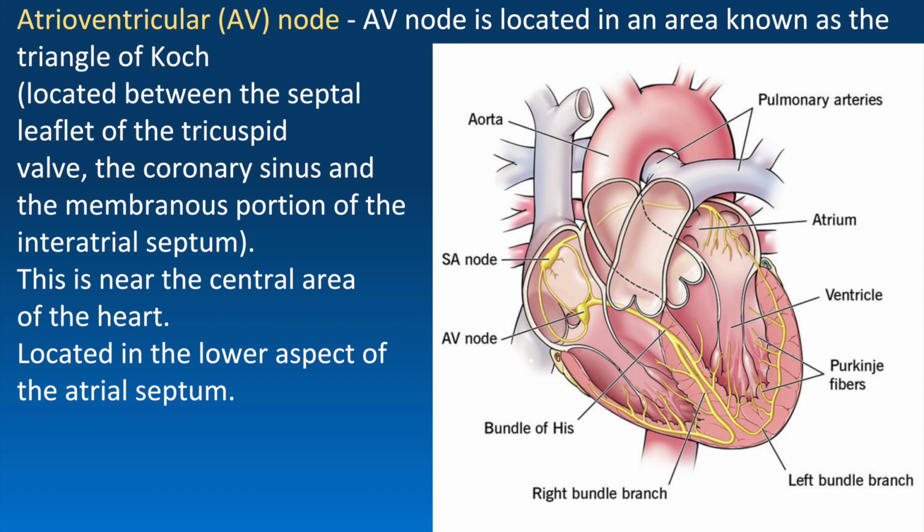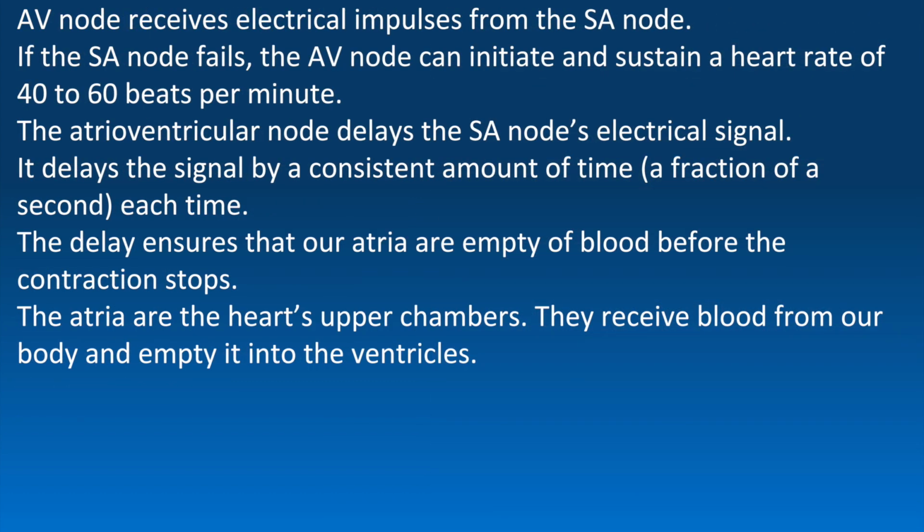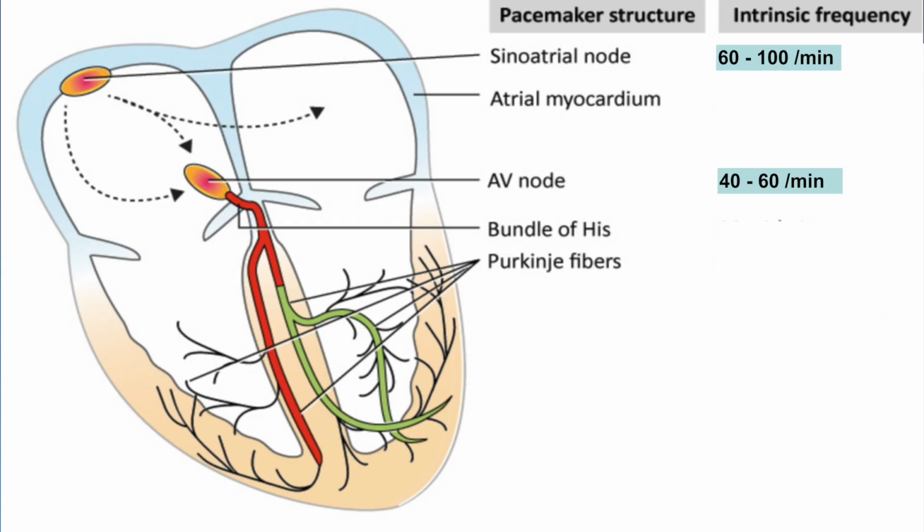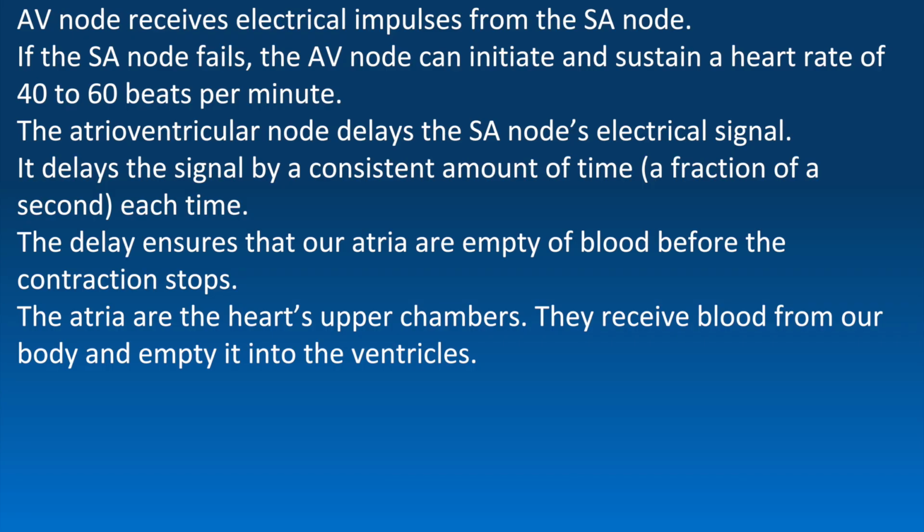Next is the AV node. The AV node is located in an area known as the triangle of Koch, between the septal leaflet of the tricuspid valve, the coronary sinus, and the membranous portion of the interatrial septum. This is near the central area of the heart, in the lower aspect of the atrial septum. The AV node receives electrical impulses from the SA node. If the SA node fails, the AV node can initiate and sustain a heart rate of 40 to 60 beats per minute.